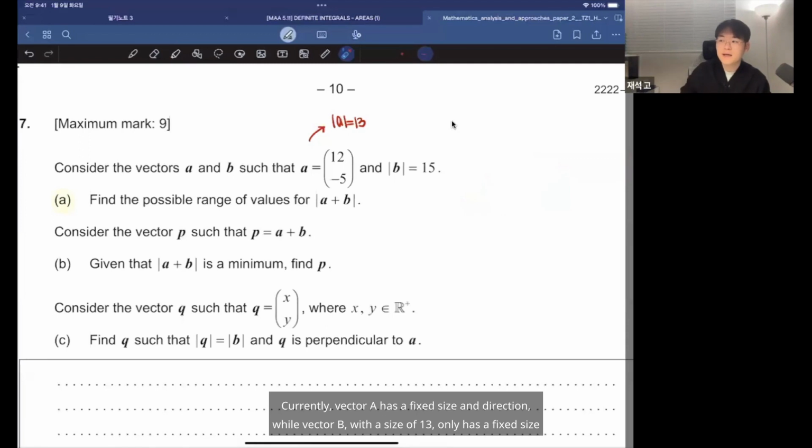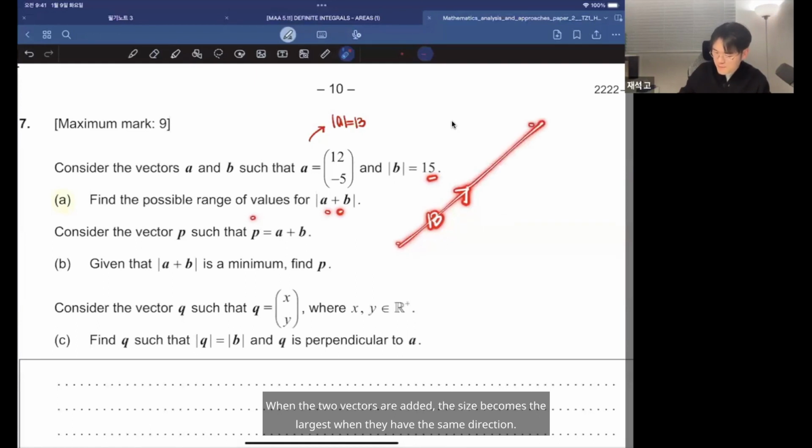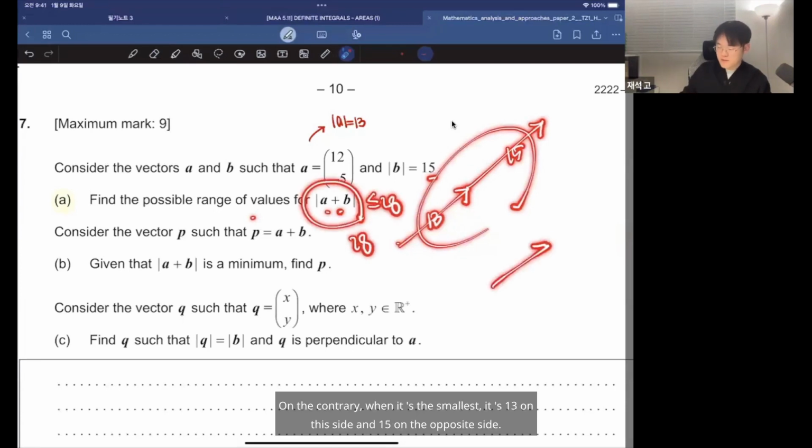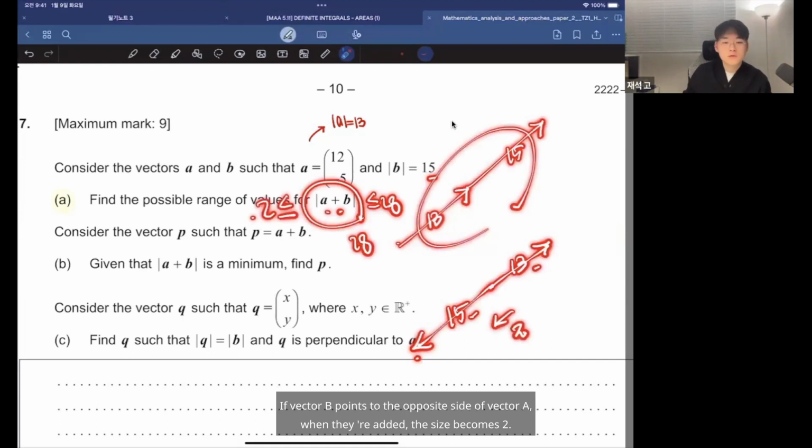Currently, vector A has a fixed size and direction, while vector B, with a size of 15, only has a fixed size. When the two vectors are added, the size becomes the largest when they have the same direction. When that happens, the size becomes 28. The max value is 28. On the contrary, when it's the smallest, it's 13 on this side and 15 on the opposite side. If vector B points to the opposite side of vector A, when they're added, the size becomes 2. So the max value of the size of the added vectors is 28, and the min value is 2.